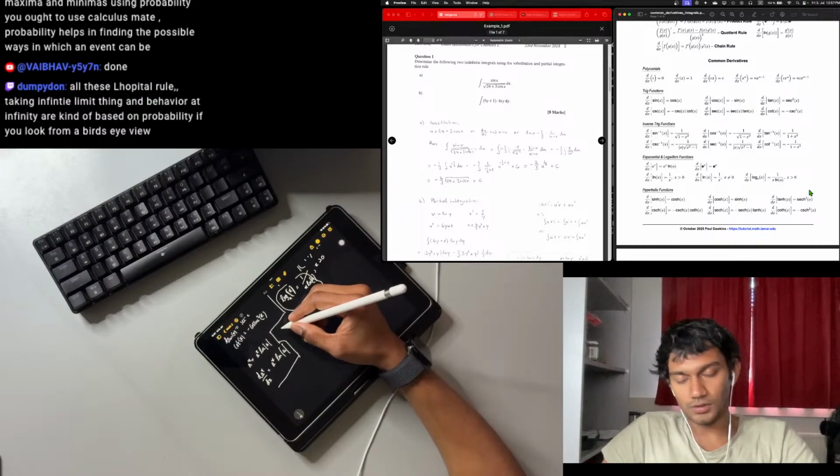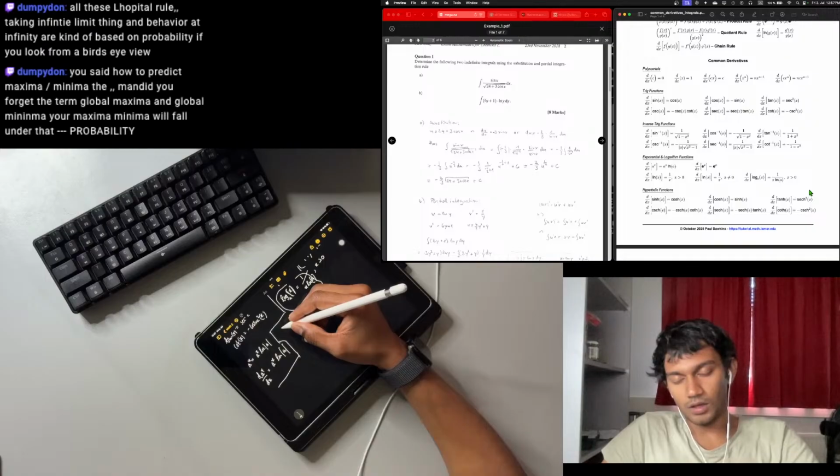Derivative of a raised to x equals a raised to x natural log of a.